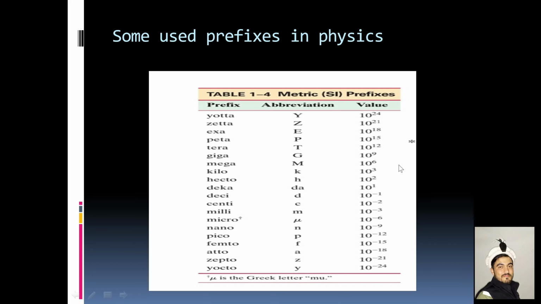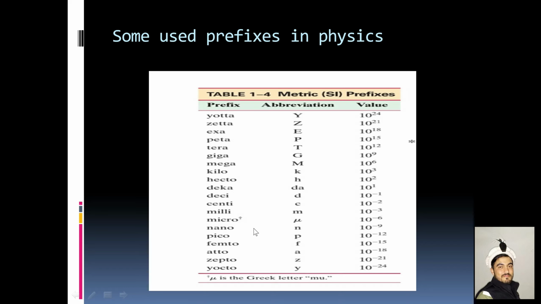Now the abbreviations: Y for yotta, Z for zetta, E for exa, P for peta, T for tera, capital G for giga, capital M for mega, and then k for kilo. Just look here, k means 10 raised to the power 3, mega means 10 raised to the power 6. So these are multiples of 10.